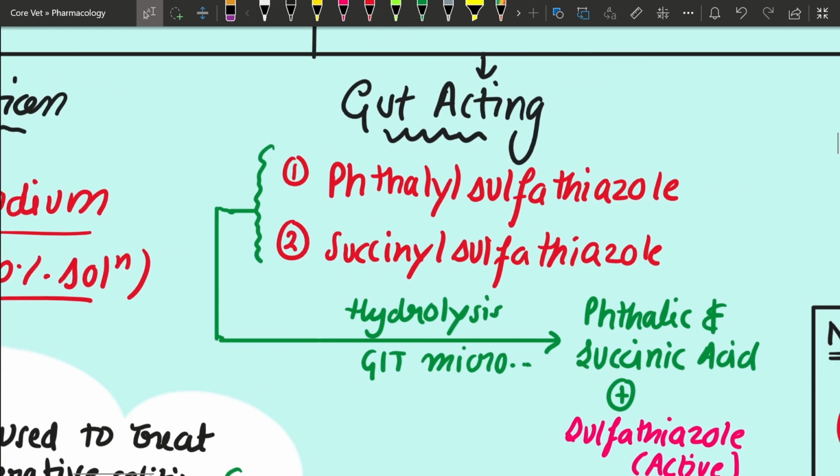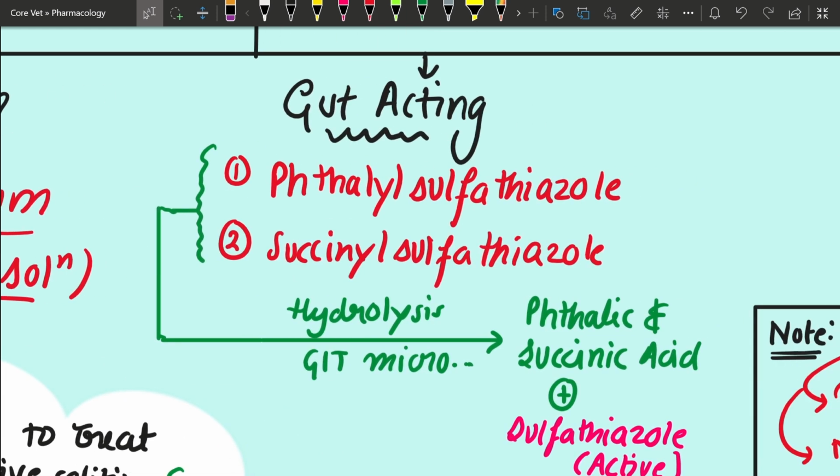If we talk about the gut acting sulfonamide, the gut is also going to be infected sometimes. So for the treatment of the gut, there may be an infection due to gram positive aerobes, gram negative anaerobes, and gram negative aerobes, not the anaerobes.